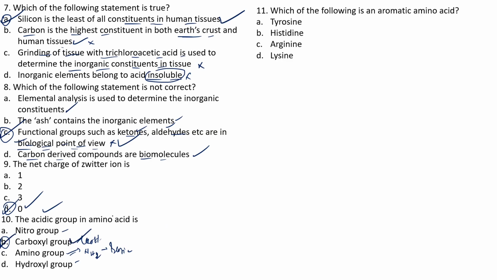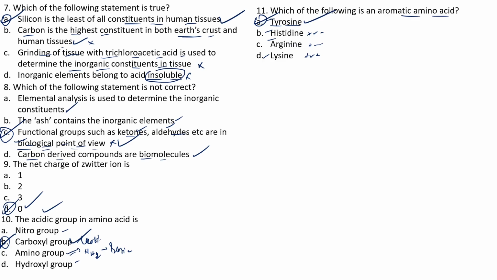Now moving on, which of the following is an aromatic amino acid? Tyrosine, histidine, arginine, lysine, right? So now we know there are 3 examples that have been mentioned in the textbook: tyrosine, tryptophan, and phenylalanine, right? Only these 3 belong to the aromatic amino acids, and hence A is our right answer. Histidine is actually positively charged, and arginine is also positively charged, lysine is also positively charged, right? So all these are actually positively charged amino acids.